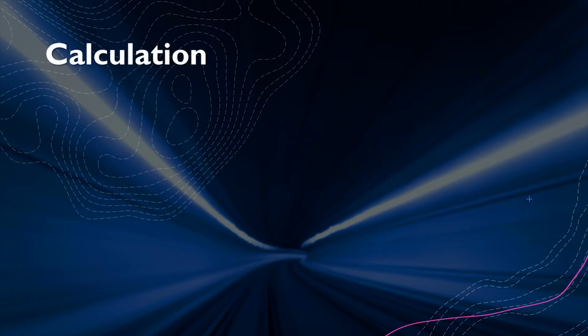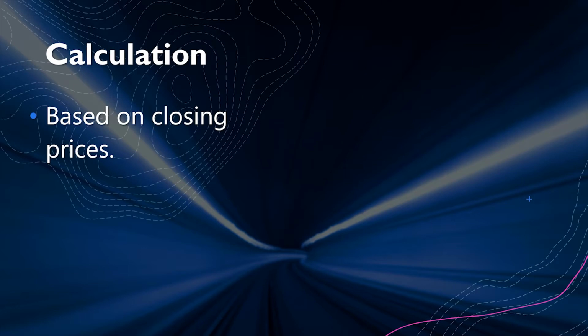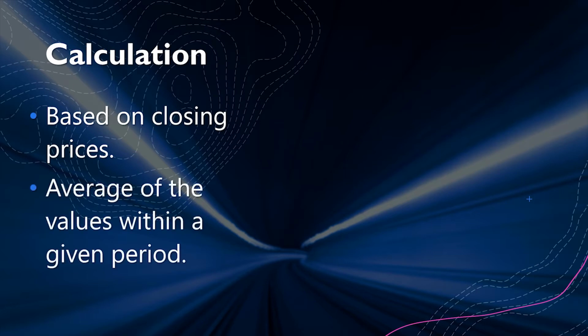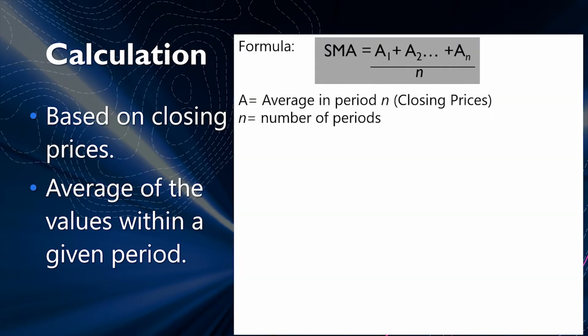Moving average is calculated based on the closing prices. The average line is plotted based on the value on the look-back period. In this formula, A stands for the closing prices while N stands for the number of periods. The sum of the closing prices on the look-back periods is divided by the number of periods, thus the average.